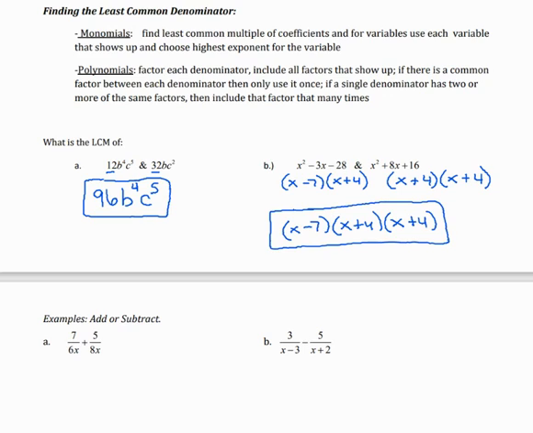We include it once for it showing up once in each, and then I include it that second time because it shows up twice in my second polynomial. And for our LCMs, you do not need to then FOIL and multiply. You can leave them in factored form.